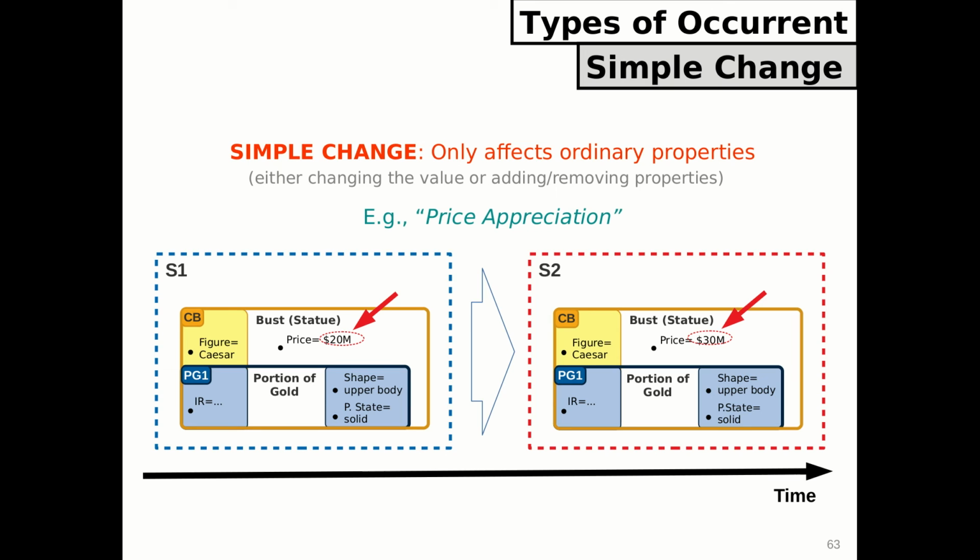Applying this type of event to the case of the bust, we have the event of price appreciation. That's the transition from a situation in which the bust has a price, in this case $20 million, to another situation in which it has a higher price, in this case $30 million.